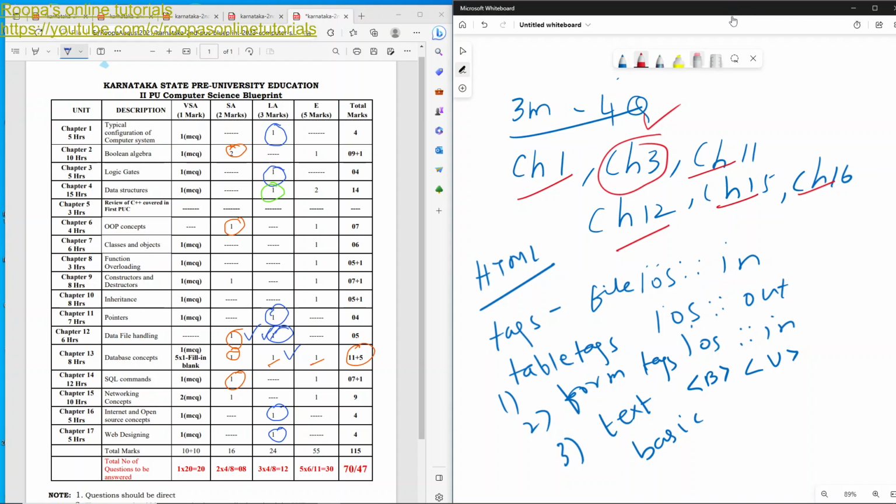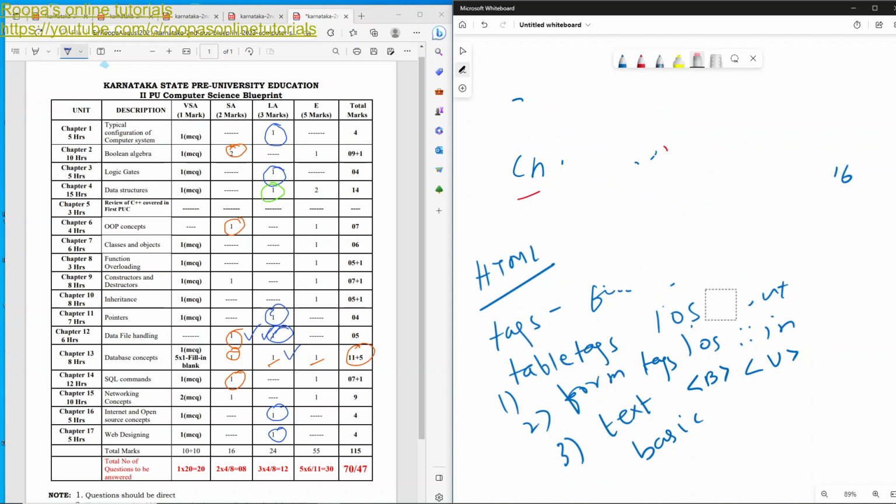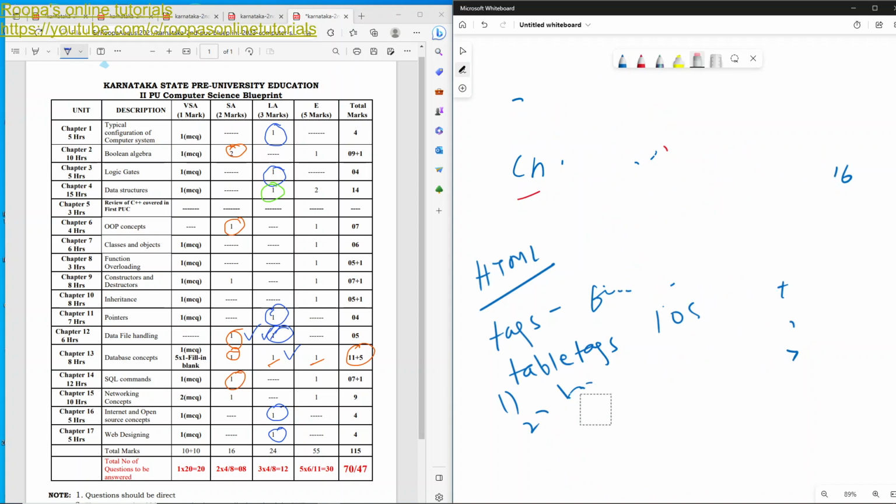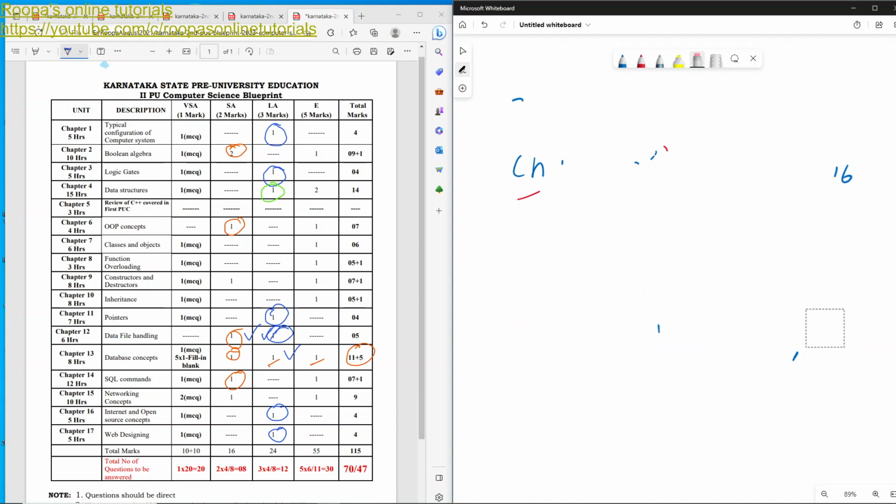Now coming to the last part of this blueprint, the 5 marks questions. See, this is what is important. Please concentrate on the 3 marks and 5 marks, which carry the maximum marks for you. If you look at the 5 marks questions here, you need to answer 6 questions, which will carry 30 marks. 5 marks each, so 30 marks. So this main is very important.